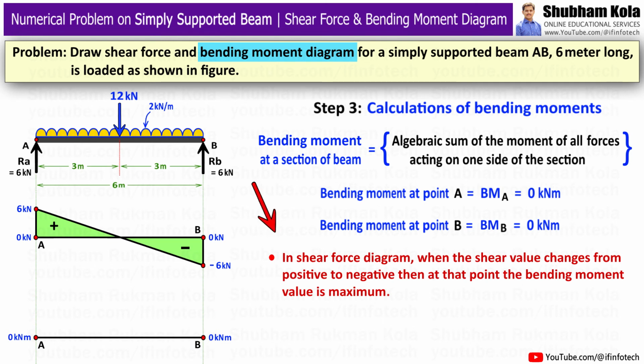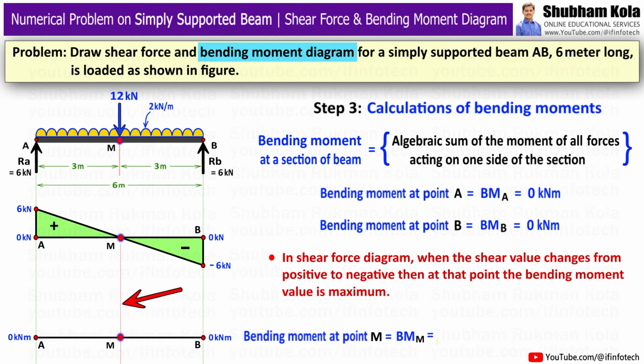Now here you should note that in the shear force diagram, when the shear force changes from positive to negative, at that point the bending moment value is maximum. So I will represent this with point M. At point M, we need to find out the maximum bending moment value. But here, we don't know the location of point M, that is, we don't know the distance x.